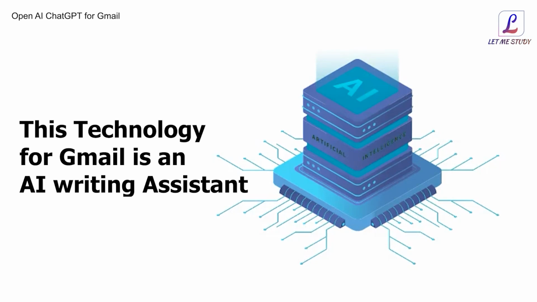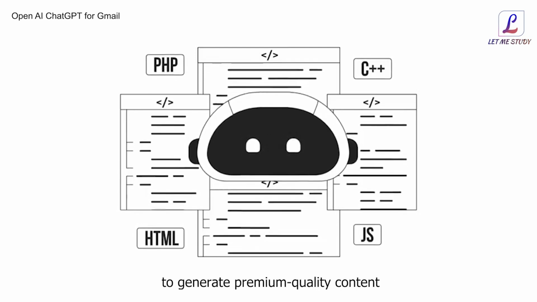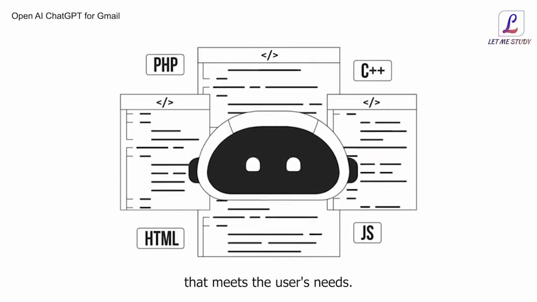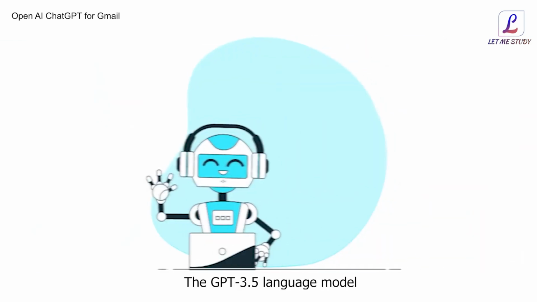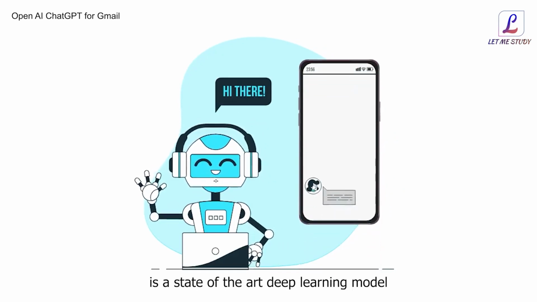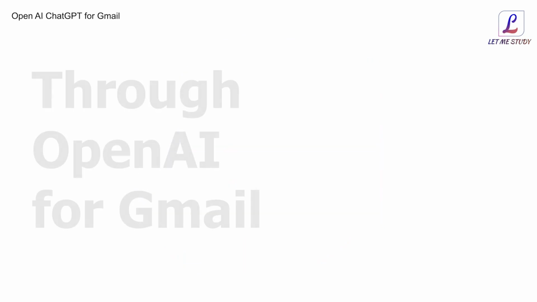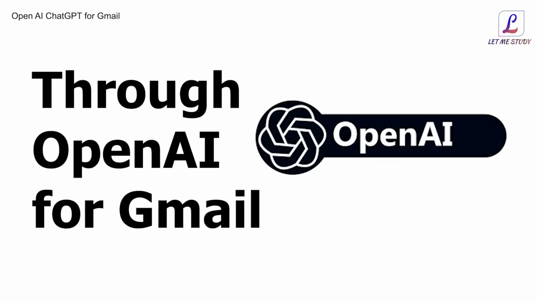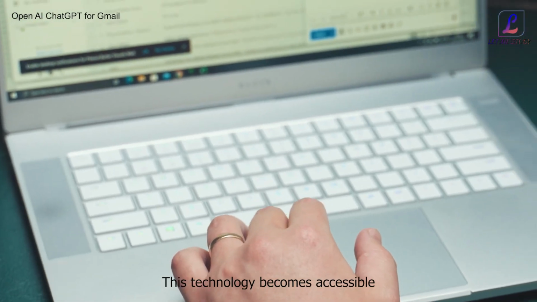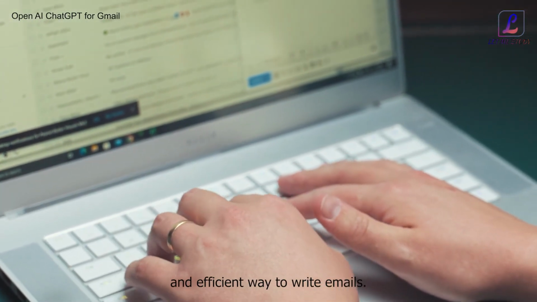This technology for Gmail is an AI writing assistant that employs the GPT 3.5 language model to generate premium quality content that meets the user's needs. The GPT 3.5 language model is a state-of-the-art deep learning model that can produce accurate and highly readable texts. Through OpenAI for Gmail, this technology becomes accessible to users looking for a convenient and efficient way to write emails.